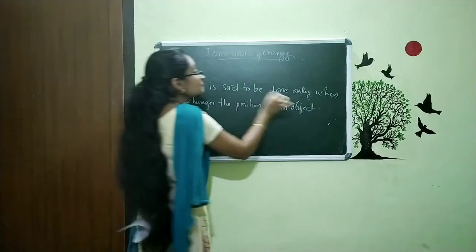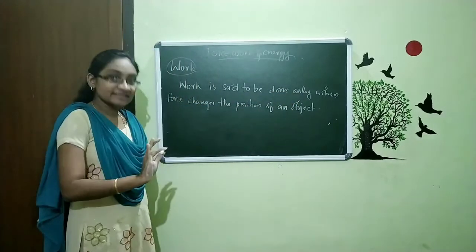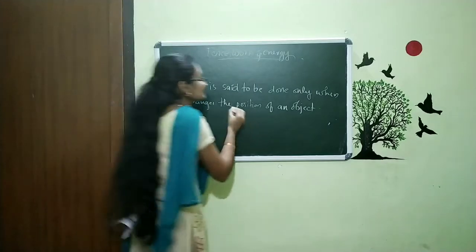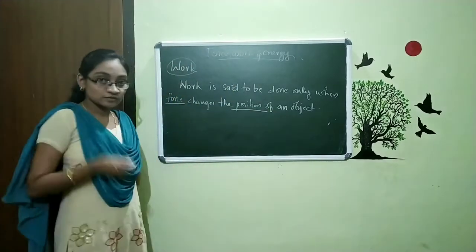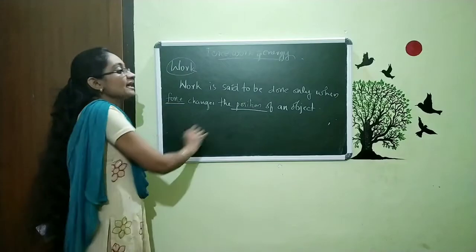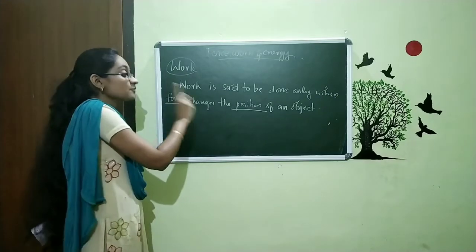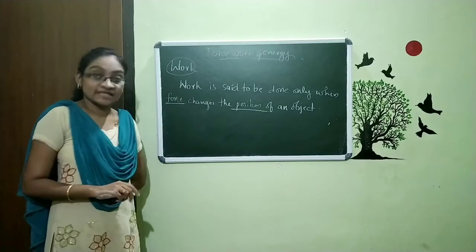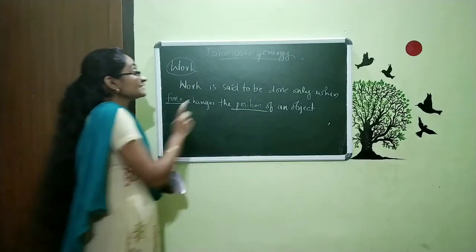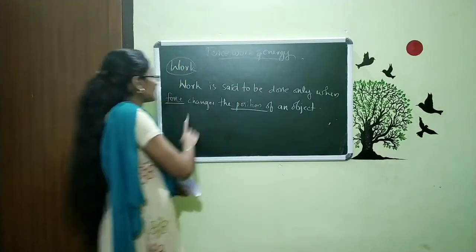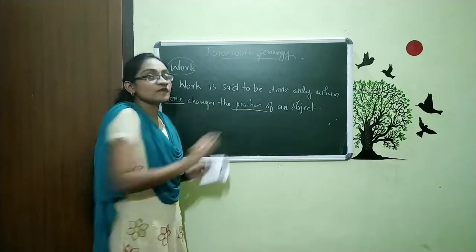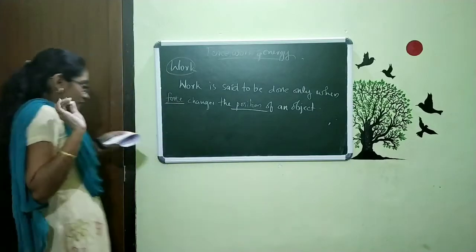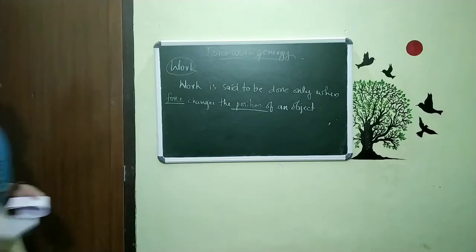Work is said to be done. That means work occurs only when the force changes the position of an object. So the two important things are force, and because of that force, the position has to change. Then only we can say there occurs work done. So, this is the definition. Work is said to be done only when force changes the position of an object. Simple definition. You just want to remember. So, this is all about work.